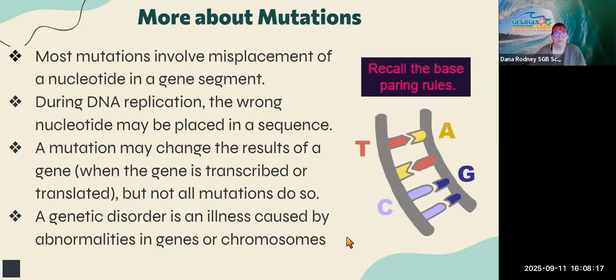Most mutations involve misplacing a nucleotide in the gene segment. So instead of T pairing with A, we might misplace that and accidentally put a G in there. So sometimes the wrong nucleotide can be placed in the sequence. If that is not fixed, then when the gene goes through transcription and translation, the mutation may possibly change the outcome, the ending of protein that we get. And a genetic disorder is just an illness that's caused by one of these abnormalities, either ones that are happening in the genes at the DNA level or ones that happen at the chromosomal level, like trisomy 21 that we talked about in the last video.